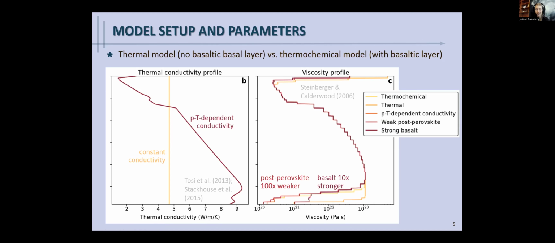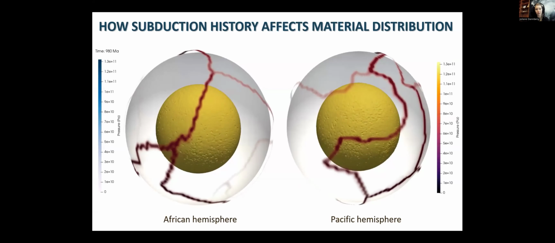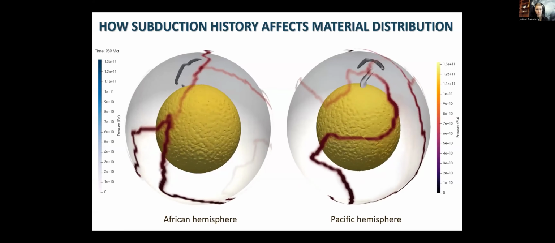So I didn't know about Fred's results when I set this up, but it's the same idea: both of these would make the piles stronger than the surrounding. And so that leaves us with these 5 different models where we can look at what is the pattern of the heat flux at the CMB. And so let's look at the evolution of one of these models.